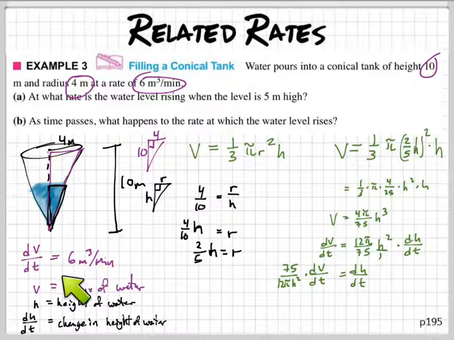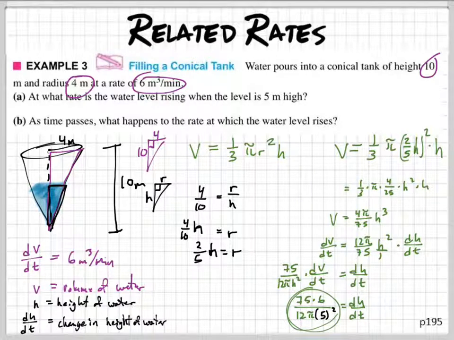Now my rate is 6, so I can put a 6 in right here. So the 6 is going to multiply times the 75. What is 6 times 75? Isn't it just like 3 times? Oh wait, we can simplify stuff here before I do that. And let's plug in our h while we're at it. 5 squared, 25. And then this is supposed to equal my dh over dt. So now if we just simplify, do all the calculating right here, we get our answer to the first part of this question: at what rate is the water level rising at this height?